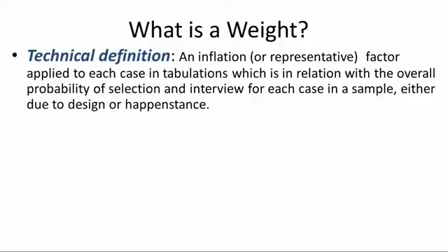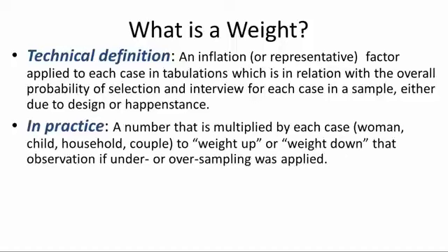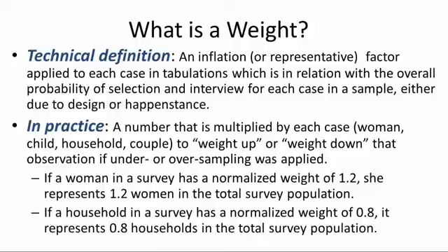Okay, that's great for technical jargon, but what does this mean in practice? Well, a weight is a number that is multiplied to each case, whether that be a woman, child, household, couple, etc., to weight up or weight down that observation. If under or oversampling was applied, it means an interviewed case would represent that number of similar cases in the population. For example, if an interviewed woman in a survey has a normalized weight of 1.2, she would represent 1.2 similar women in the total survey population.